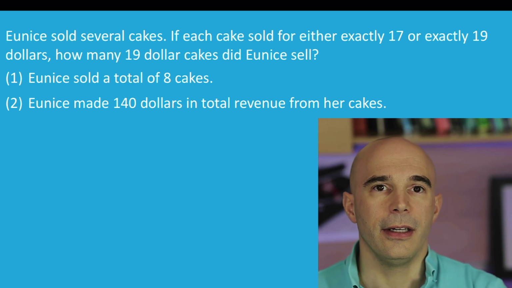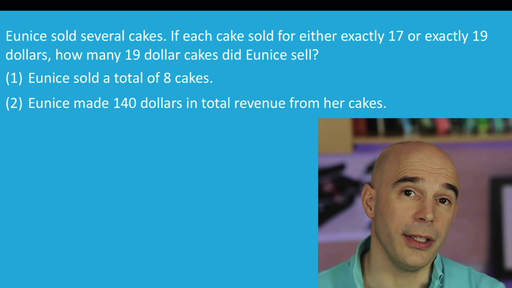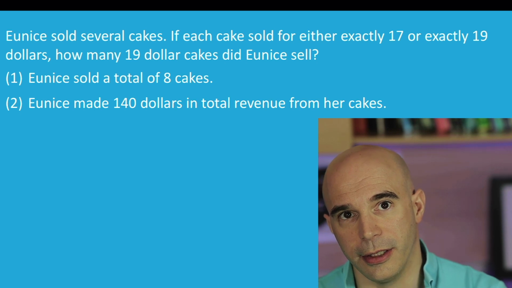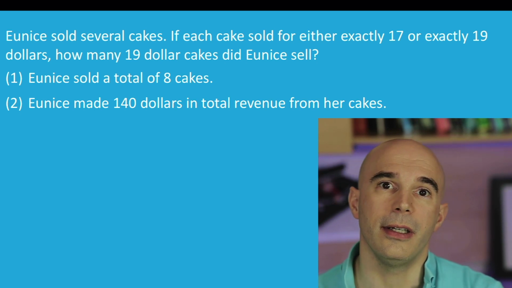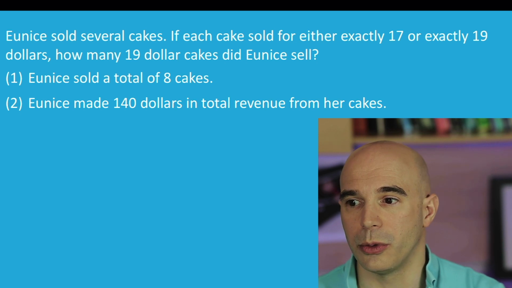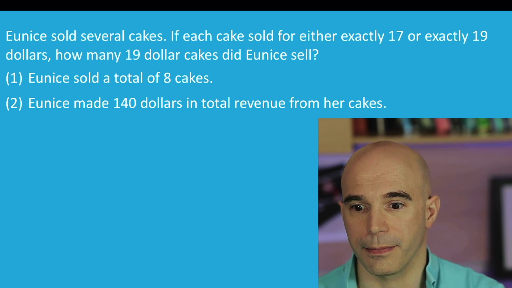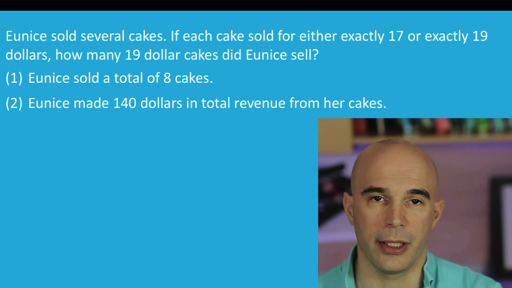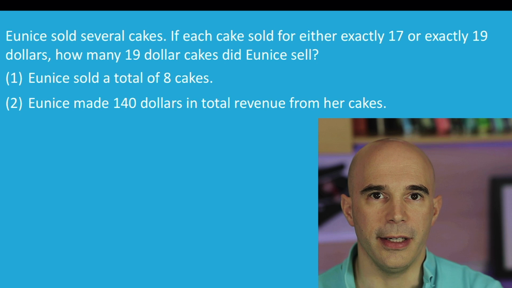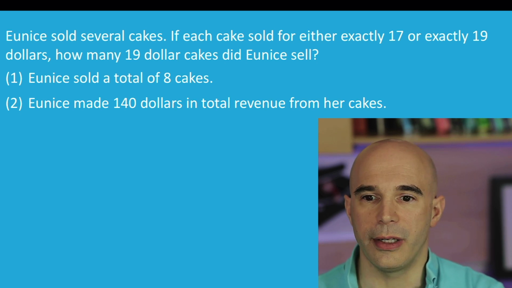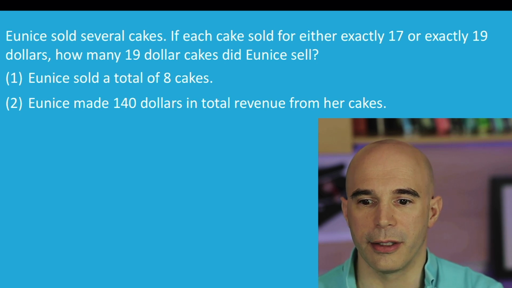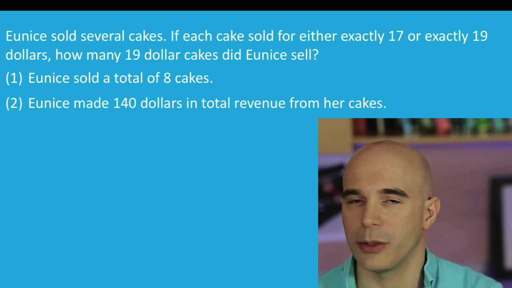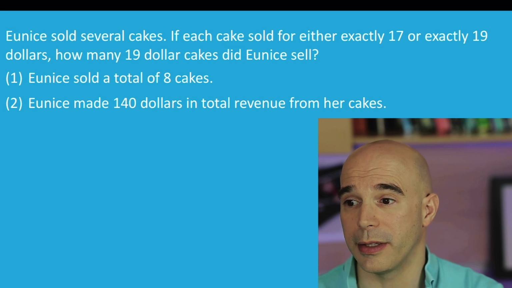And if you start substituting one $17 cake for a $19 cake, or vice versa, you'd be increasing or decreasing the total by $2 each time. Every time you substitute one for the other, you're going up by 2 or down by 2. So with a total of 8, and knowing that you're going to be going up the number line or down the number line by increments of 2, you quickly see that there's only going to be the one solution. This is when we combine the statements.